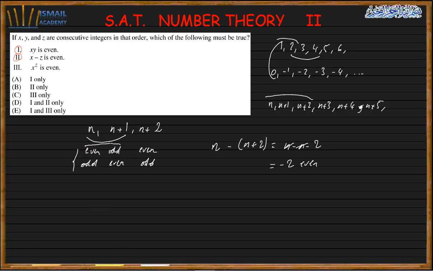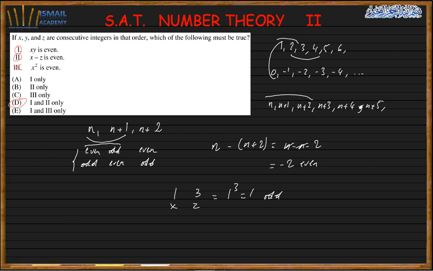So x to the power z is even. In that case, I will give you an example. If I choose x equal 1 and I choose z equal 2, 3 for example, I will have 1 to the power 3 is 1, where this is x and this is z. So this is odd. This is not always even. So that means the third choice is not true. So my answer will be D.